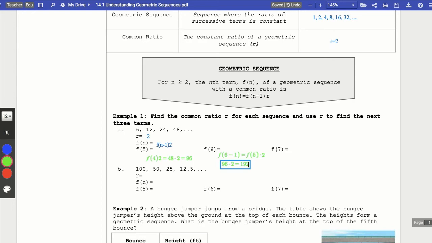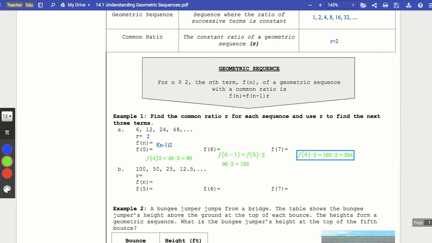And then I've got to calculate f of 7. I'm hoping that we have enough of a pattern where you don't really need to see me calculate it, but understand that to calculate f of 7, I'm going to do f of 6 times 2. And f of 6 times 2 is 192 times 2. And then 192 times 2 is 384. Okay, so that's how we calculate the next terms in the geometric sequence.